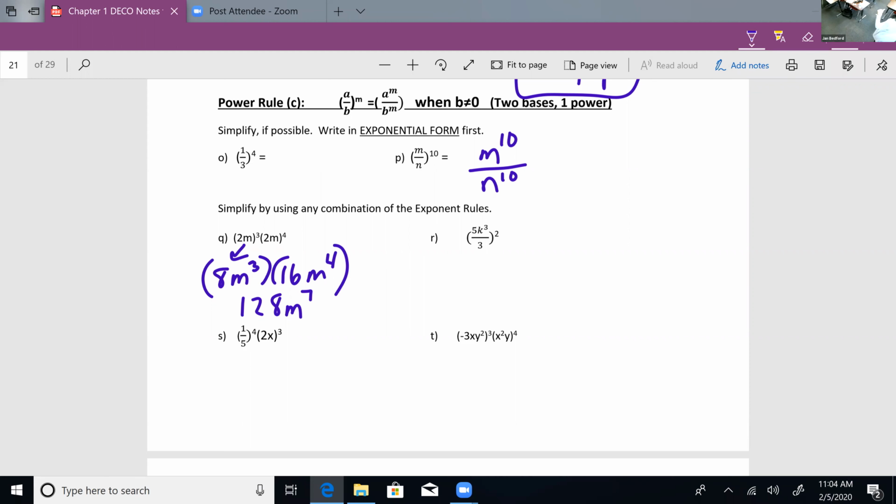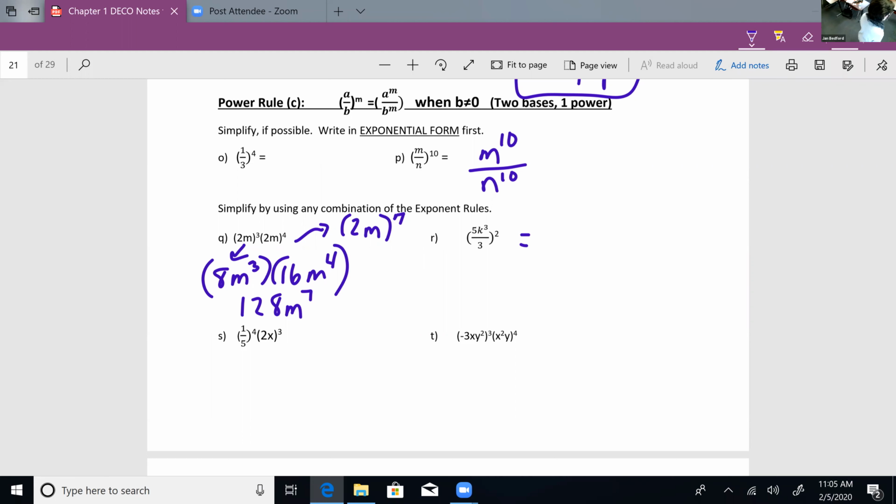Now, here's something you might have noticed. Is what's inside the parentheses the same? And if I'm multiplying when the bases are the same, what can I do with the exponents? Add them. This was the same thing as 2m to the what power? 7. Guess what 2 to the 7th power is? So that would have been another way you could get there, okay? Either way is fine, totally up to you.